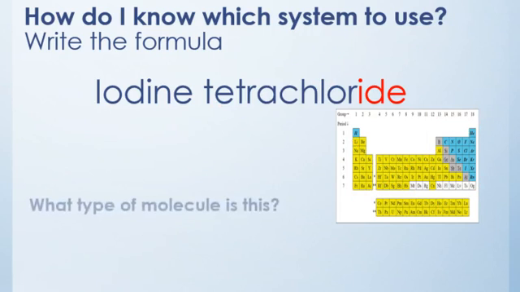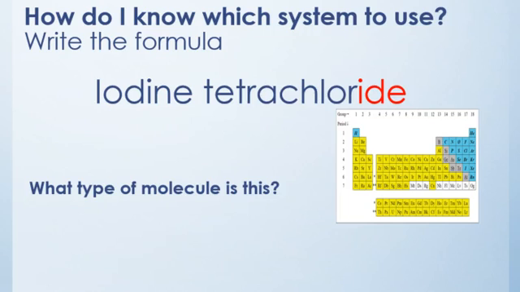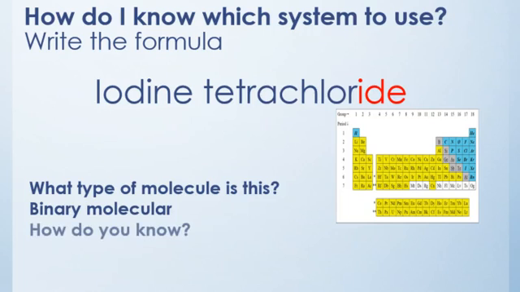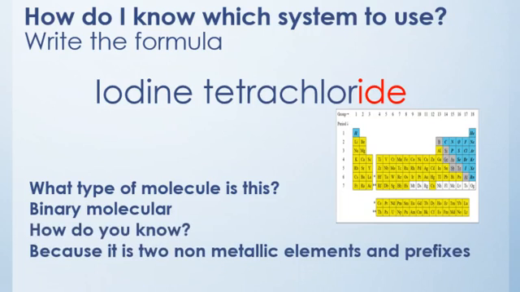So the first step is to decide what type of molecule this is. I know it's binary molecular because they're both nonmetals, and I also know from the tetra. So ICl4. Be careful: the font of this letter and the font of this letter are identical, although this is a capital I on your keyboard and that is a lowercase l on your keyboard, and the computer knows the difference.